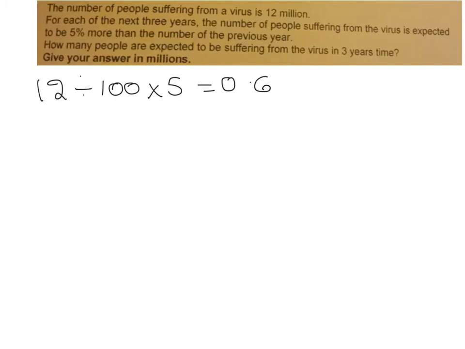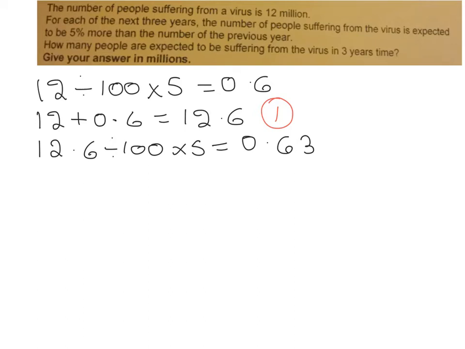So we're going to start by finding 5% of 12. So we're going to divide by 100, multiply by 5, and we get 0.6. We then add that 0.6 onto 12. 12 is what we started with, and we get 12.6. So this is how many people will be suffering from the virus at the end of 1 year.